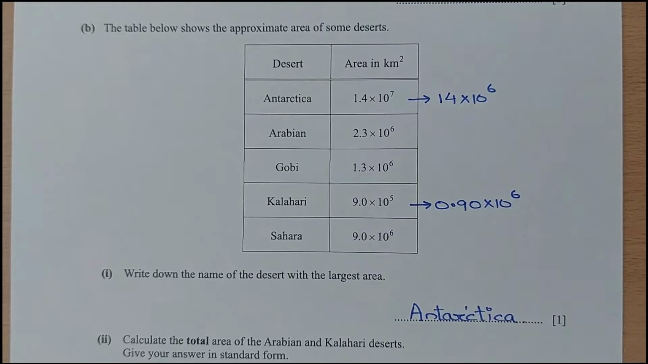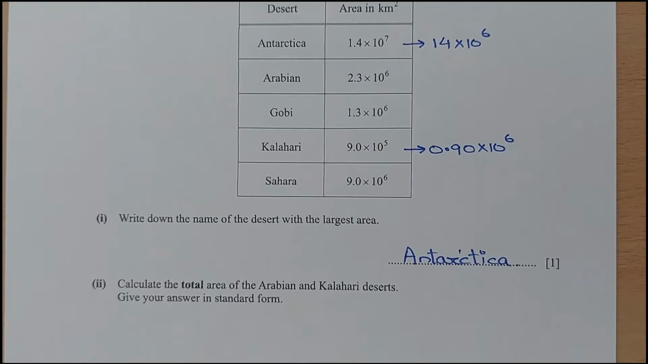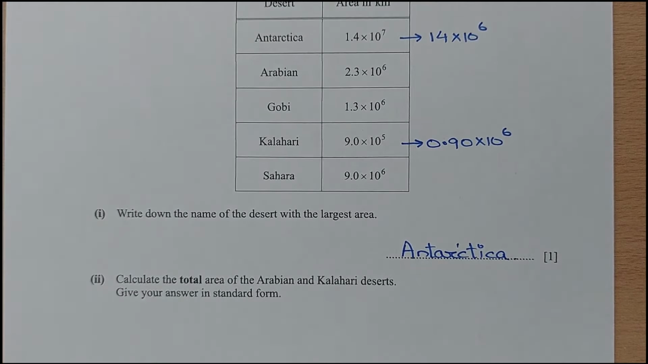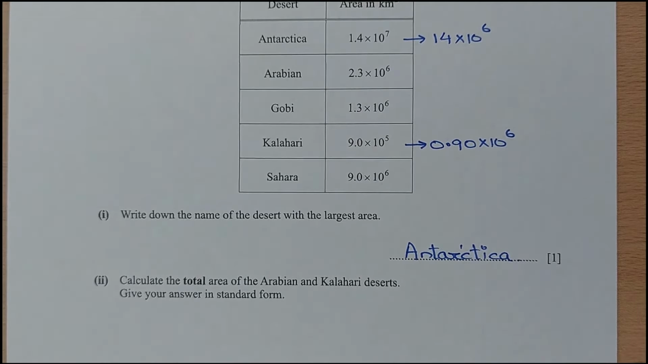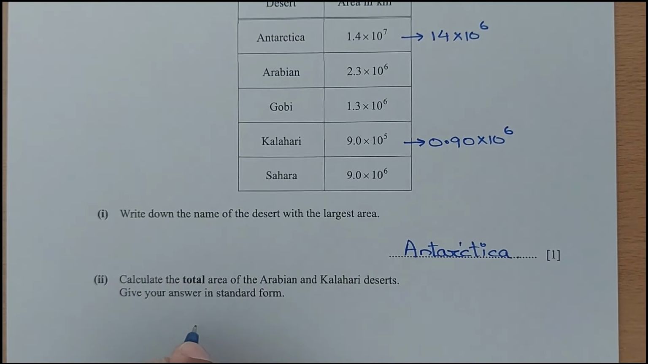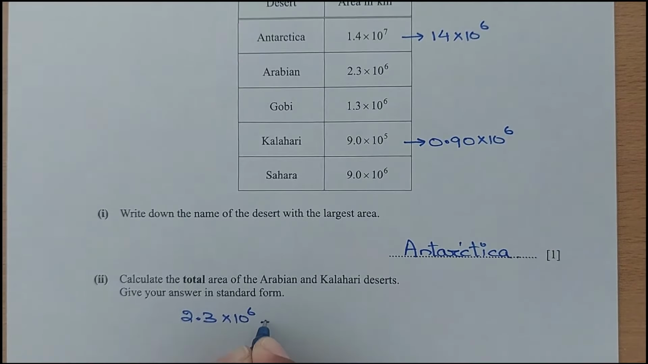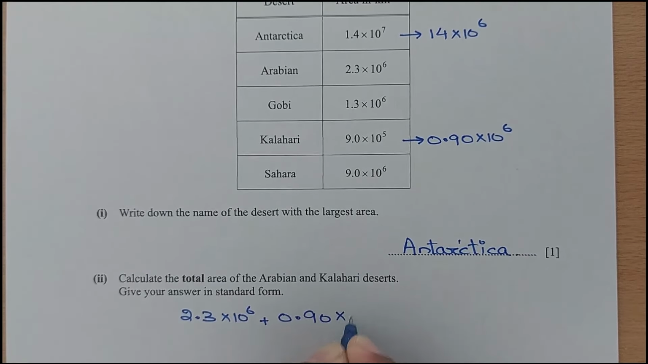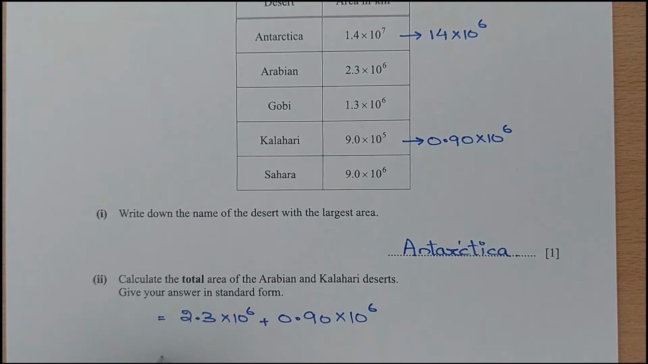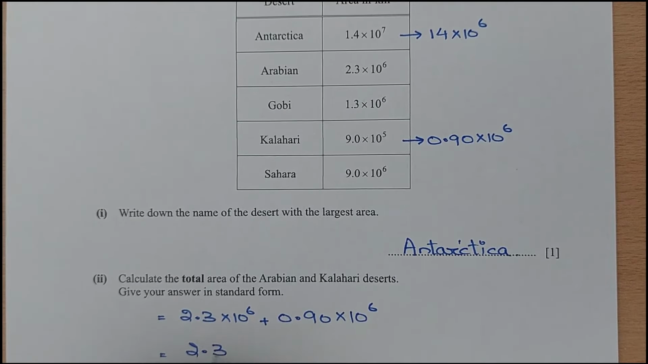Right, Antarctica. Now for the second part, calculate the total area for the Arabian and Kalahari Desert. Give your answer in standard form. So the total area for 2 deserts. Arabian. Okay, so we need to add 2.3 times 10 exponent 6 with this. So we just keep 0.09 times 10 exponent 6. Both the exponents are the same, so we can add 2.3 plus 0.90 times 10 exponent 6.